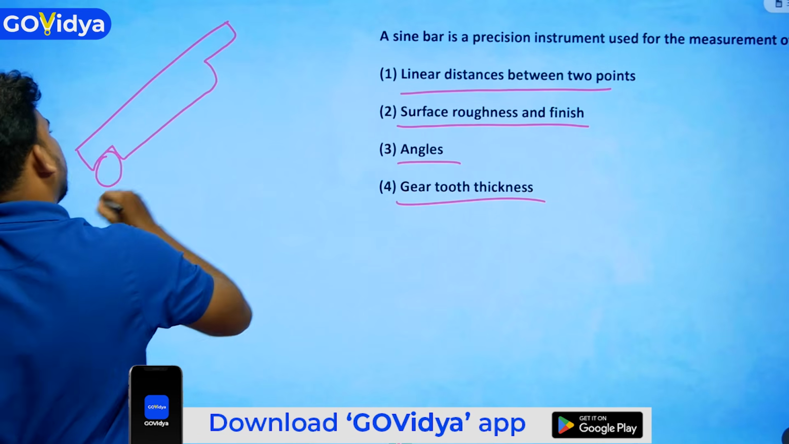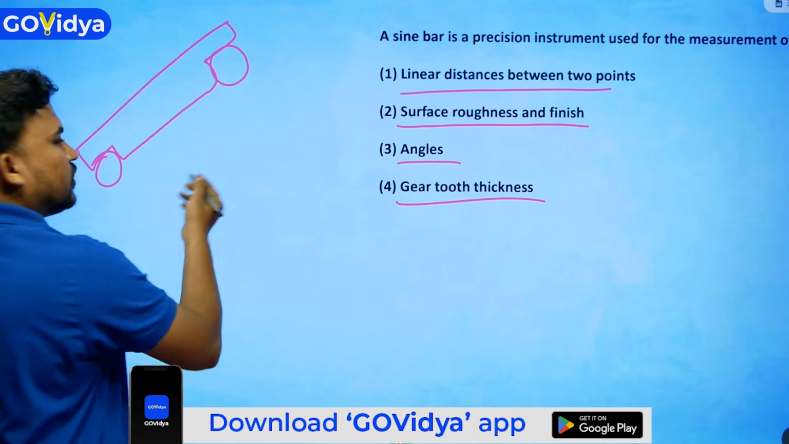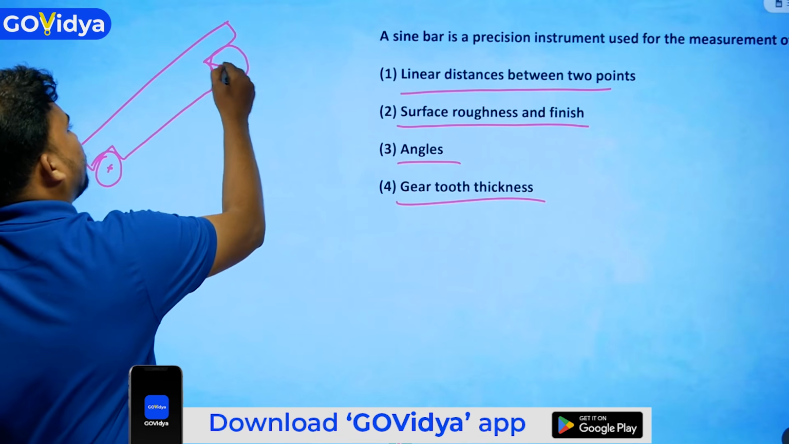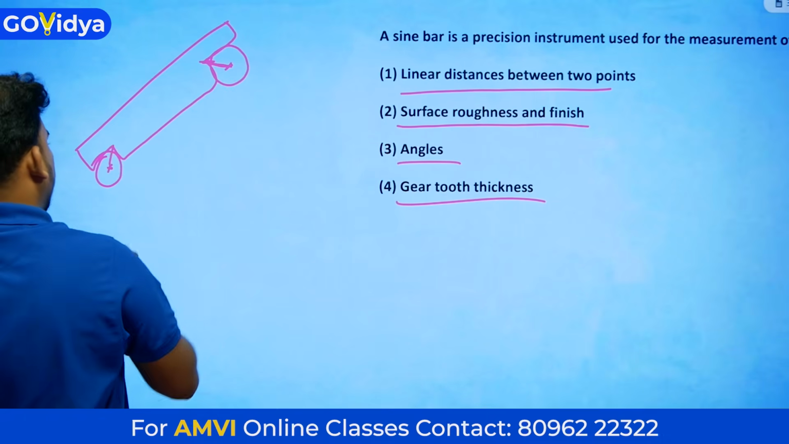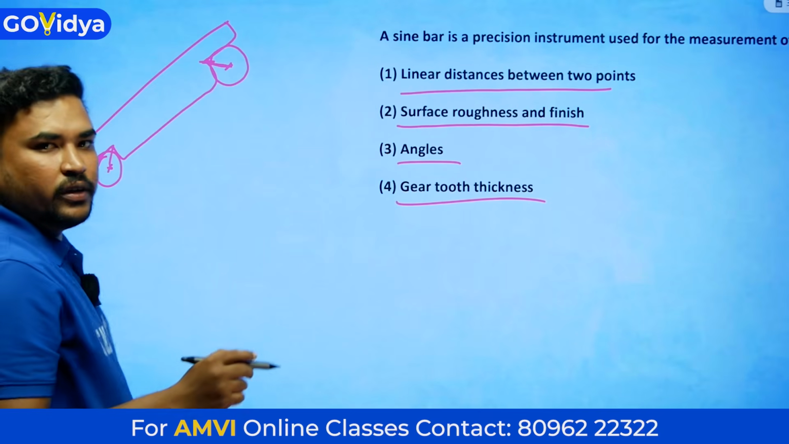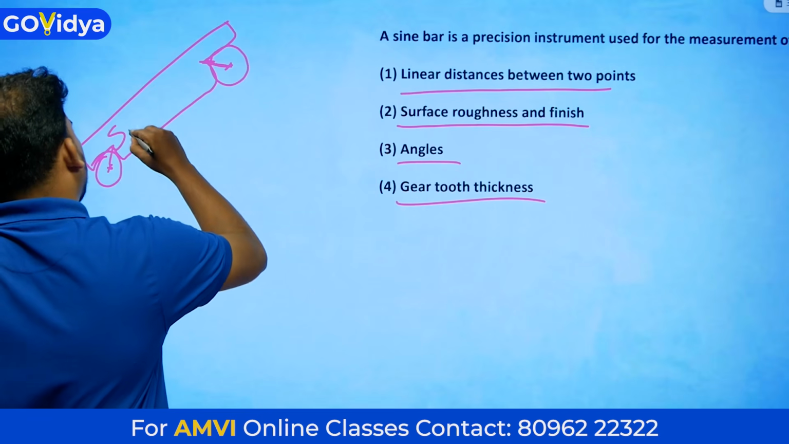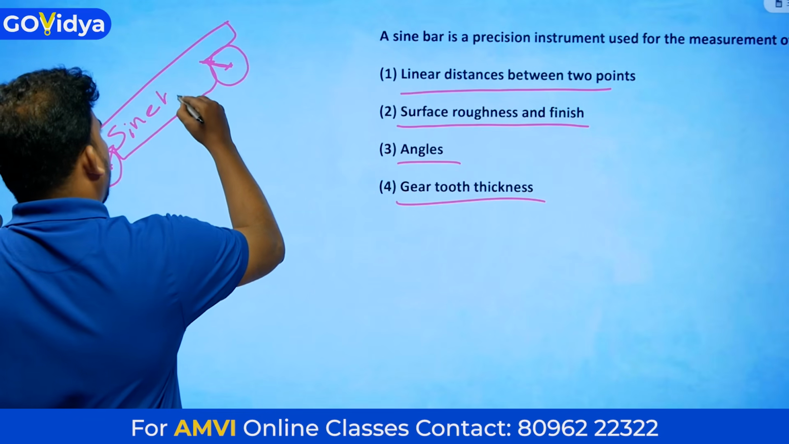There are two spherical balls, cylindrical rollers or spherical balls, they are using. There are Allen screws here, we are fitting to this body. And if you want to measure any taper angles of the surfaces, we are using a sine bar. This is called a sine bar.